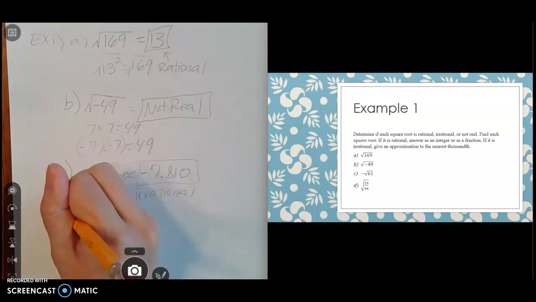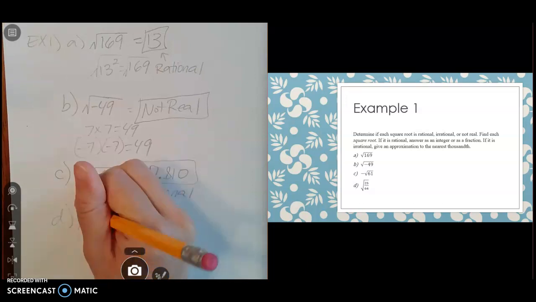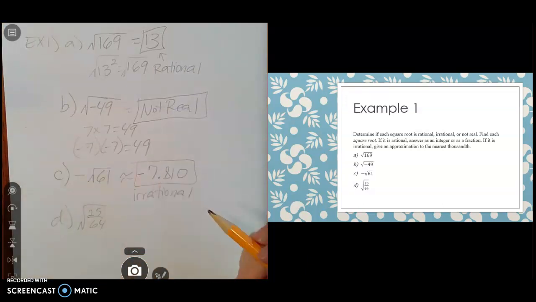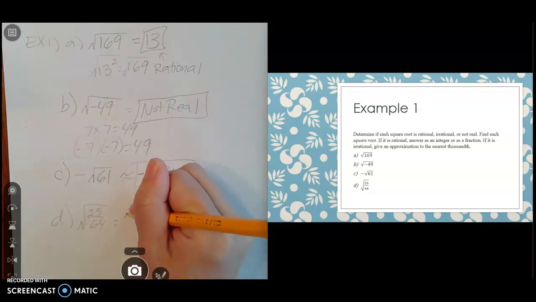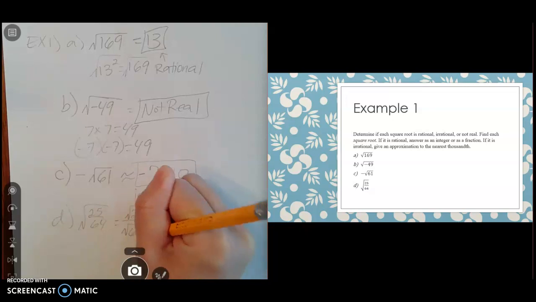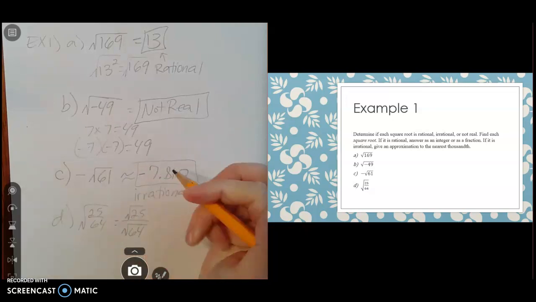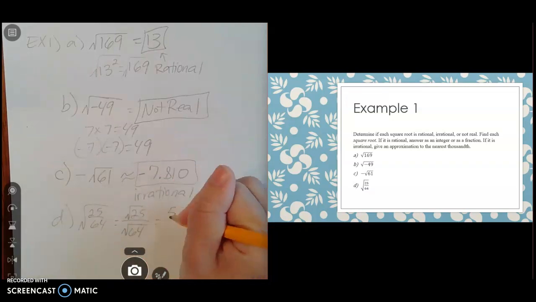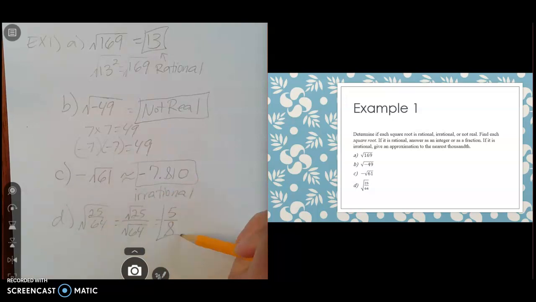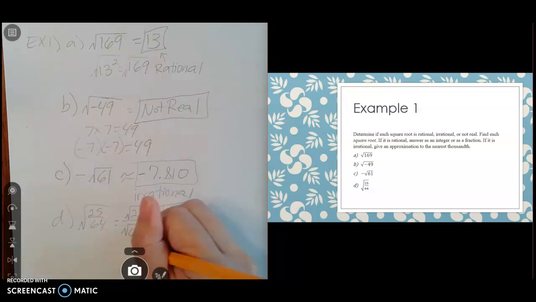Last one has a nice little fraction. We have the square root of 25 over 64. When you have a fraction like this, what you're really doing is you're taking the square root of the numerator and the square root of the denominator, just doing them separately, okay? So the square root of 25 is 5. The square root of 64 is 8. So the square root of 25 over 64 is 5/8. That's a nice pretty fraction. That was a rational answer.